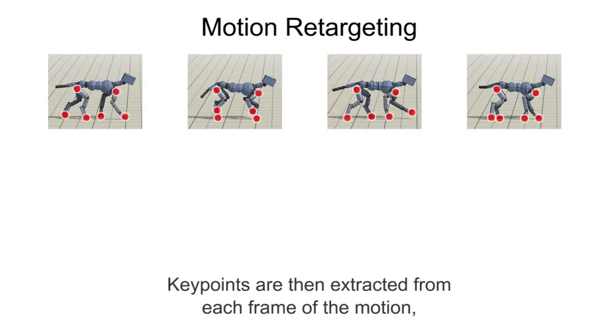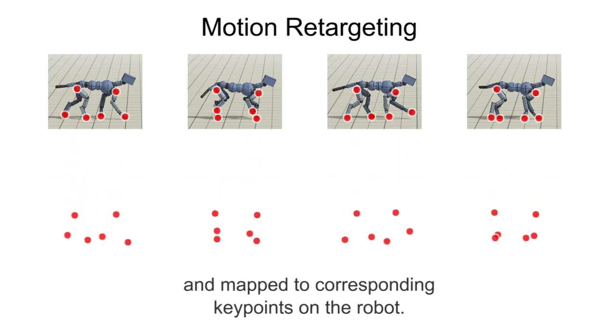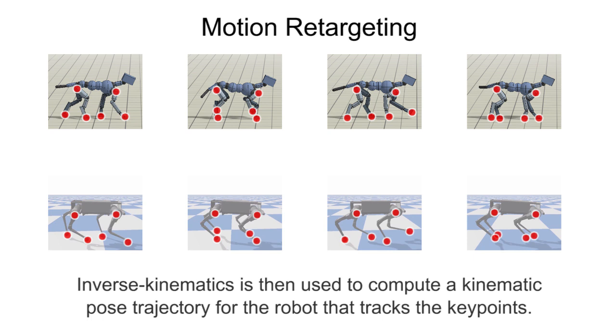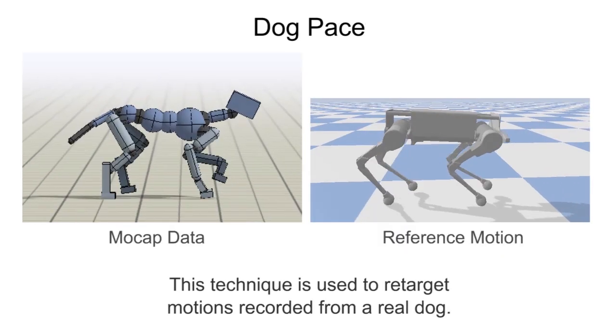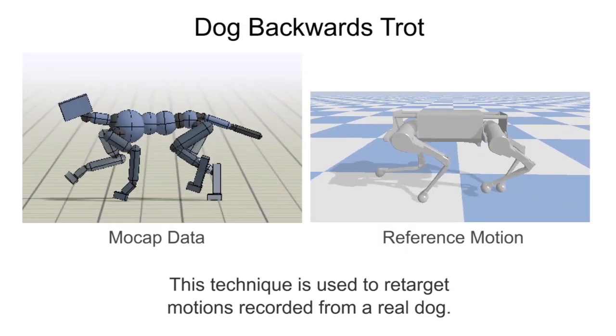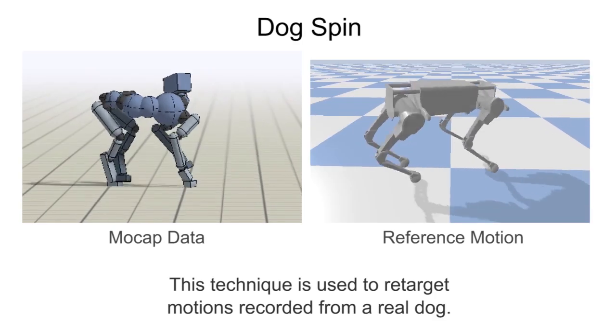Key points are then extracted from each frame of the motion and mapped to corresponding key points on the robot. Inverse kinematics is then used to compute a kinematic pose trajectory for the robot that tracks the key points. This technique is used to retarget motions recorded from a real dog.